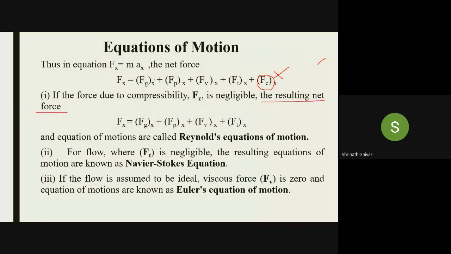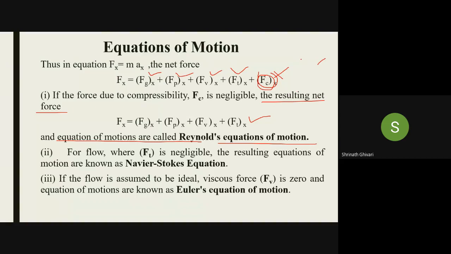The resulting net force will be Fg, Fp, Fv, and Ft. Therefore, when we neglect the compressibility force, the equation will become like this: Fg plus Fp plus Fv plus Ft. This equation of motion is called the Reynolds equation of motion.